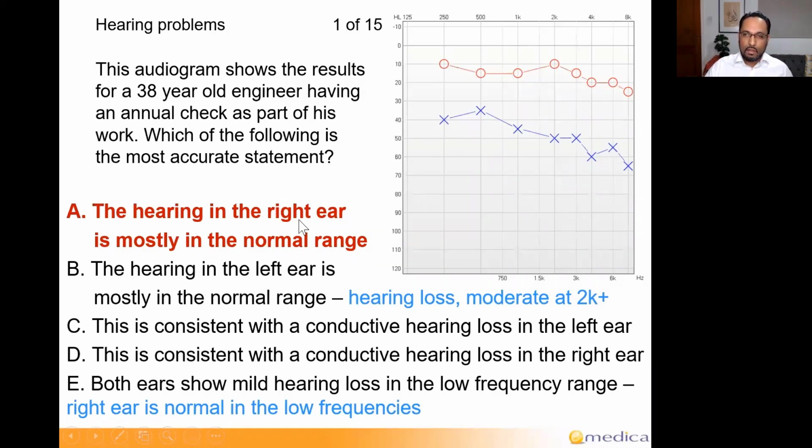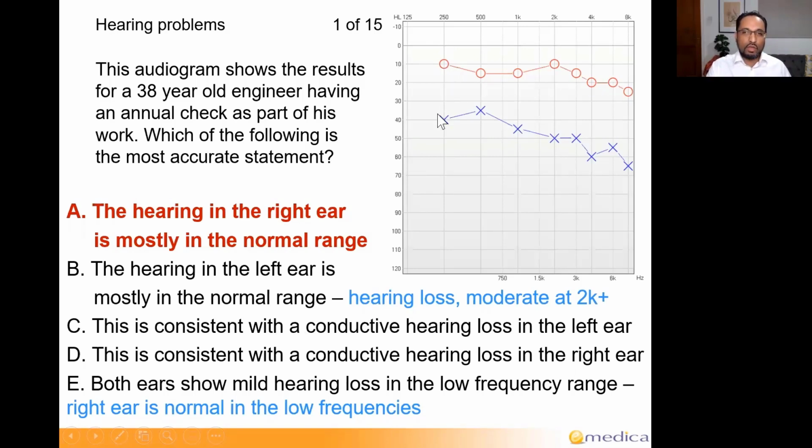Now the other answer that was really popular was C, that this is consistent with a conductive hearing loss in the left ear. This isn't. So if, for example, they were to show a conductive hearing loss in the left ear, what you'd expect to see is another red line, okay?